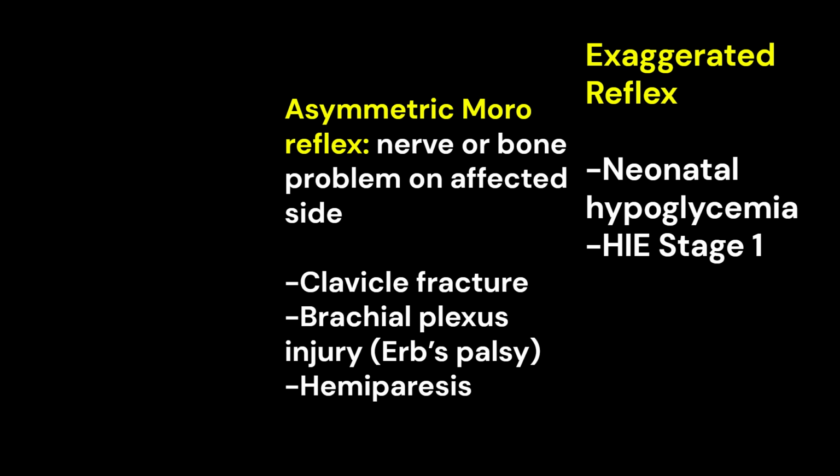Similarly, a brachial plexus injury or an Erb's palsy. If a child has an Erb's palsy, the entire arm will be paralyzed and it will show a policeman tip deformity, which I will explain in one of the later videos. In that case also, the arm of that side will not show the Moro's reflex. Or in conditions like hemiparesis, the Moro's reflex might be asymmetric.